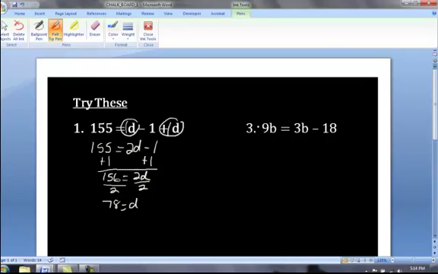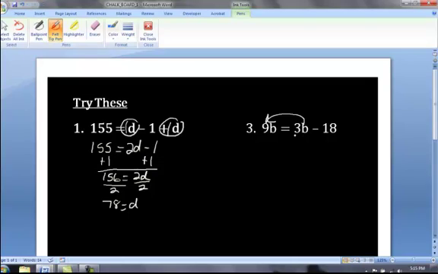Okay, on this one, number 3, under the try these, I don't have parentheses to worry about. And there's nothing to do on the left side. There's nothing to do on the right side. You cannot combine 3b minus 18. But I have b's on 2 different sides, and I've got to get them on the same side. So let's look what we can do. If we take the 3b over here, then we'll have the b's on the left side and the negative 18 on the right side. So I'm going to do that.